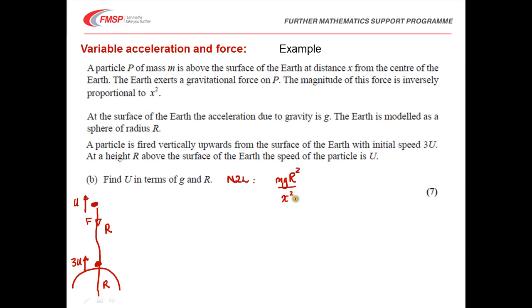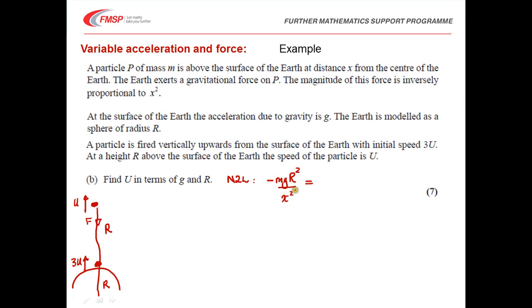Now here's the very most important part. Notice that the object is moving upwards, away from the centre of the Earth, so x is increasing, but the force acts downwards, so we must make absolutely sure we remember to put that negative in there. That's crucial that we get our directions correct here.